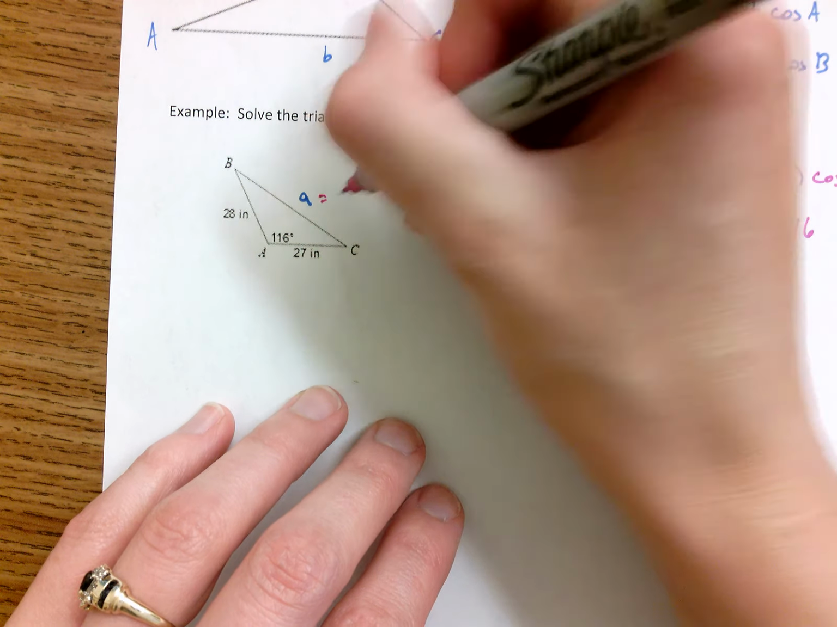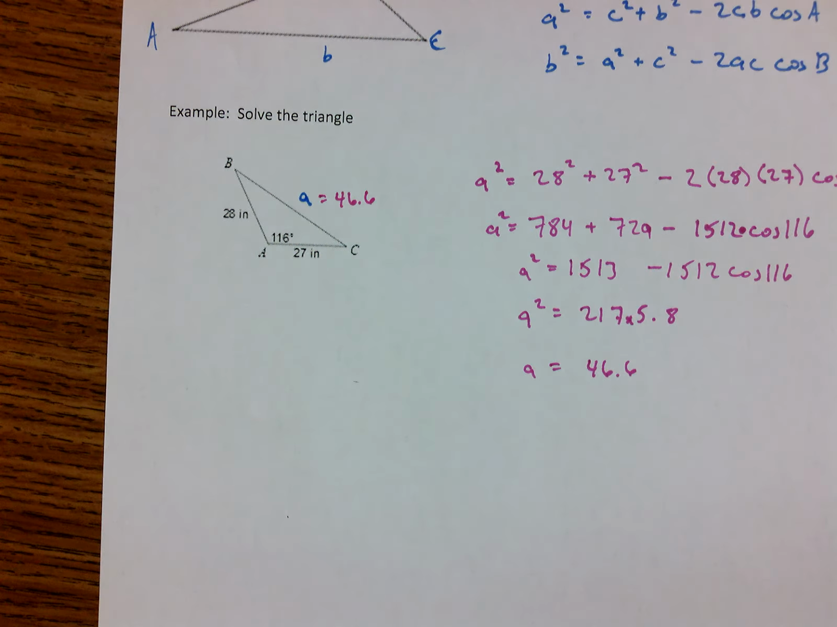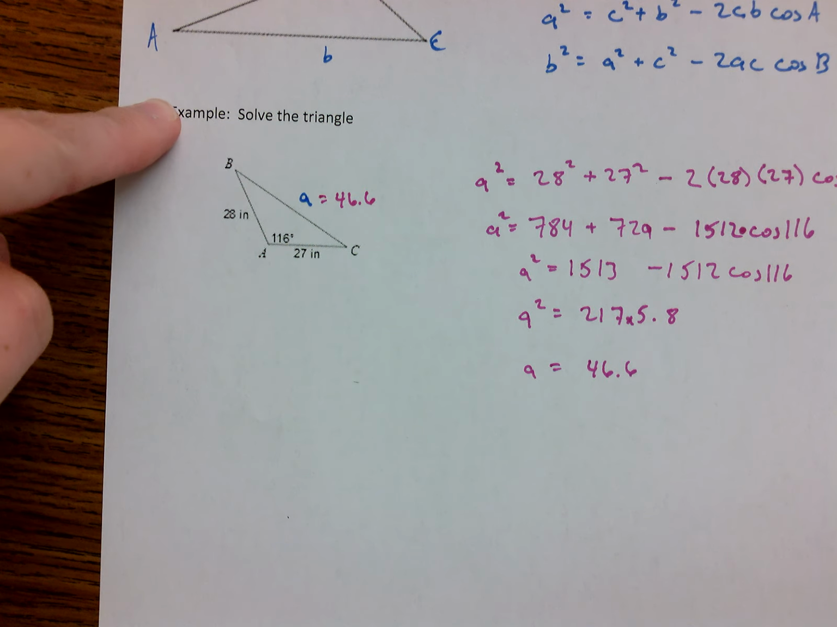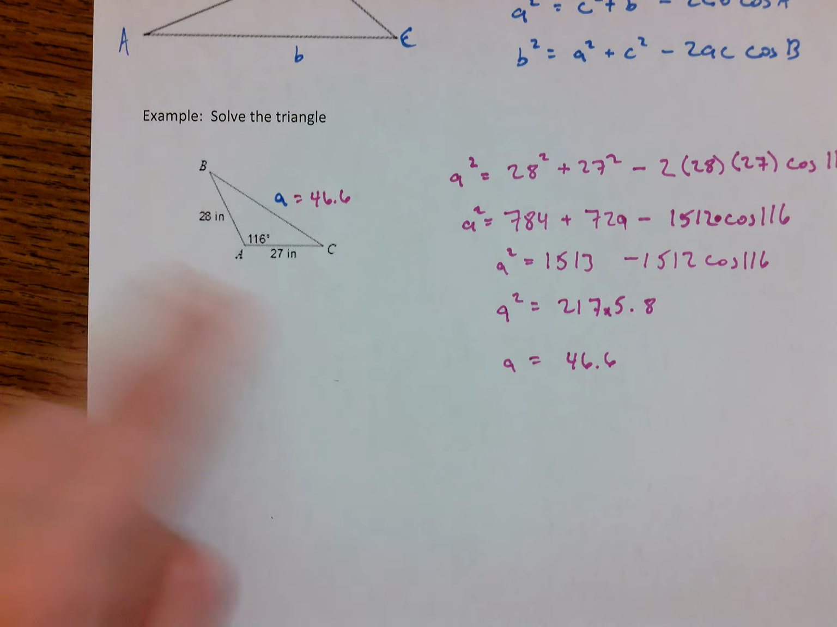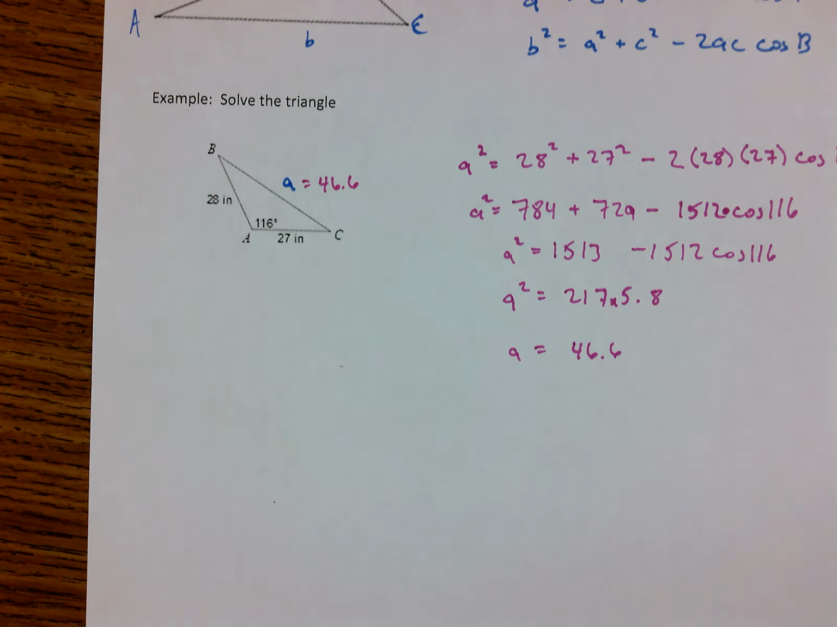All right, great. So now we know that this guy is 46.6. Lovely. All right, so we've got that side length. Now we need to solve our triangle. We're not done yet, right? We have to find all the sides and angles. So now we have all the sides. We have one angle. So I need to get another angle.